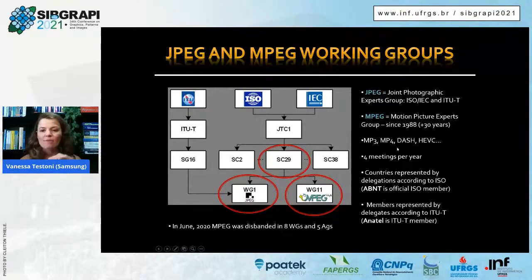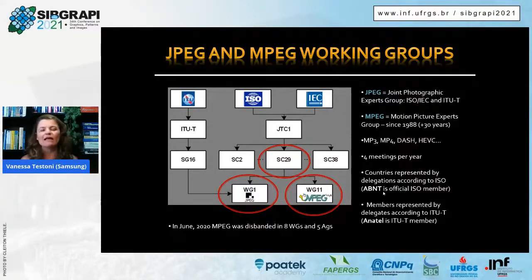And MPEG is the same. MPEG is not related with ITU-T for most of its coding, though some of them are related, but it means Motion Picture Experts Group. They are responsible for so many standards, MP3, MP4, DASH, HEVC, so many others that we know about. They have been meeting four times per year in meetings that usually last the whole week. Not all of their standards became as famous as those included here, but there is a lot of work going on.